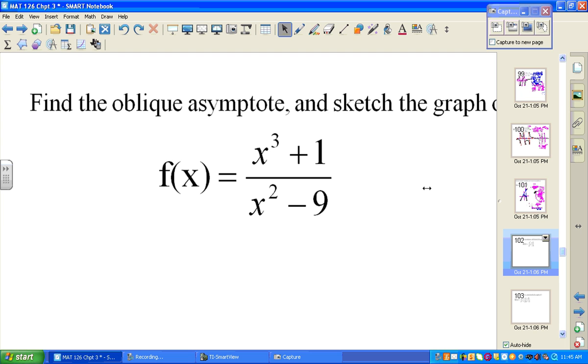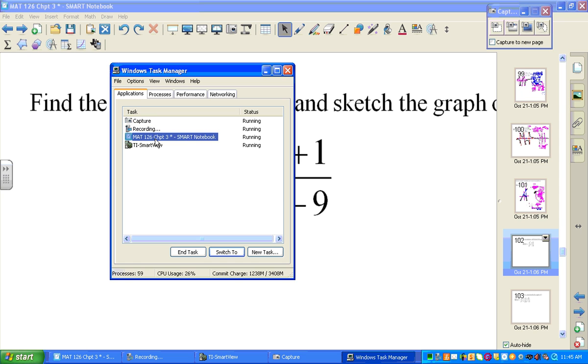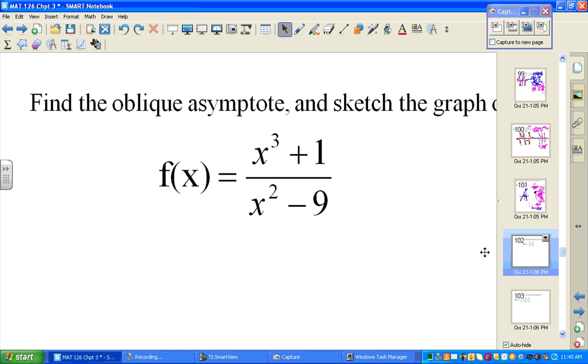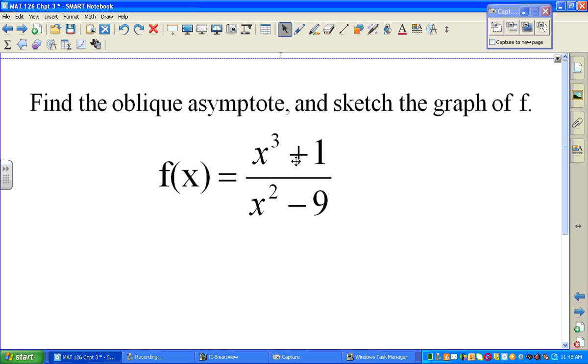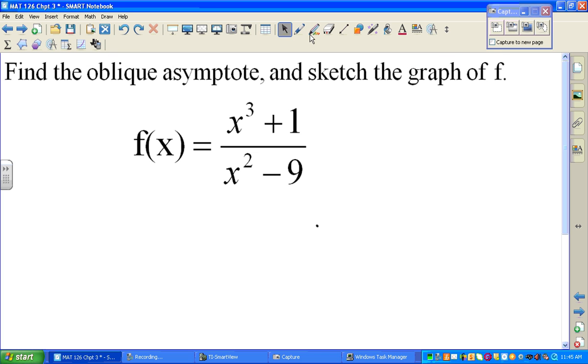Find the oblique asymptotes and sketch the graph of the function f of x. Okay. Let me try something real quick. Try to get it back. Okay. There we go. See, I'm a genius. All right. So, find the oblique asymptote and sketch the graph. Yes, start at the beginning and work your way through it. That's all there is to it.